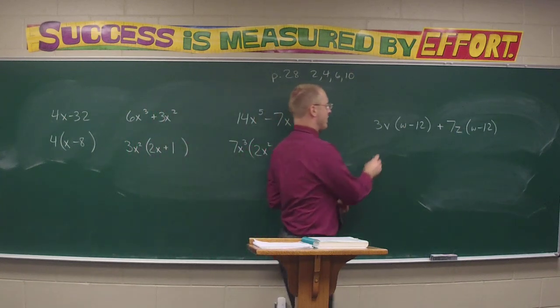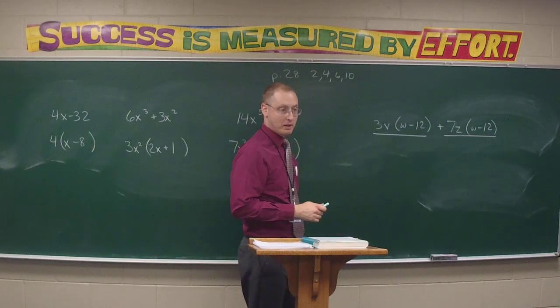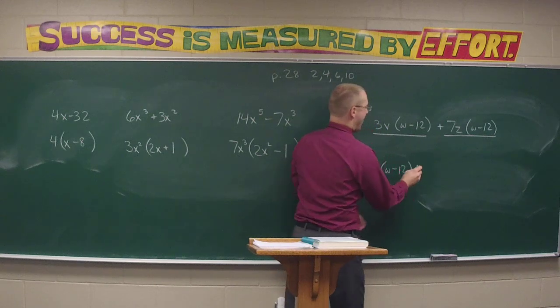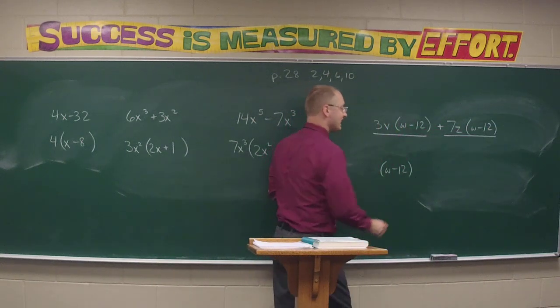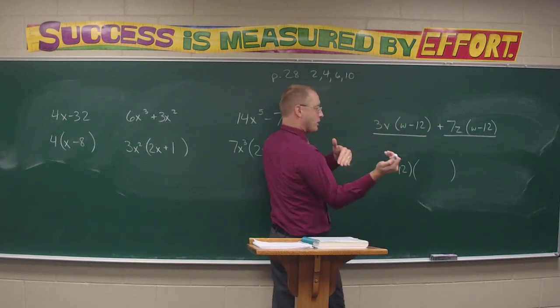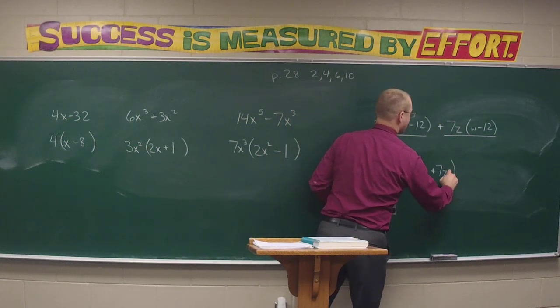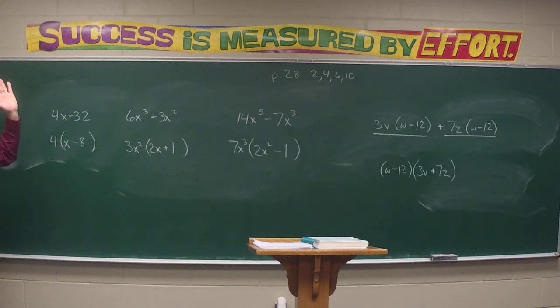And on the last one, I have 2 terms. Both terms have what in common, class? W minus 12. And if I take the W minus 12, imagine me ripping it off the chalkboard, what's left after I've factored it away or divided it away? 3v plus 7z. How many got all 4 of these correct? You got all 4 correct. All right, questions on any of these?